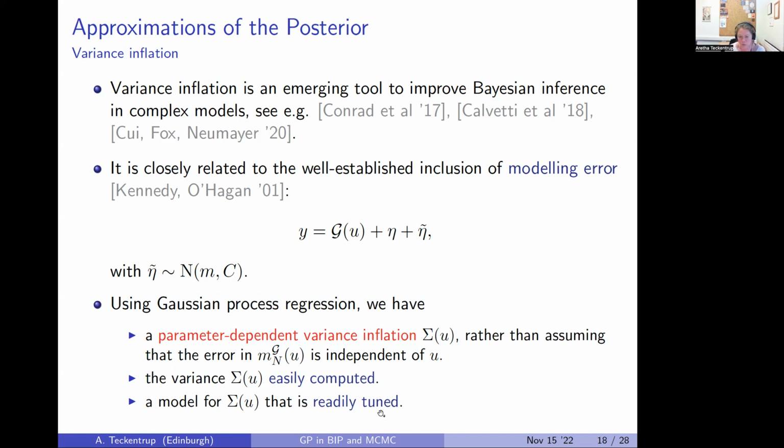And furthermore, it's readily tuned because it is just the variance of a Gaussian process in Gaussian process regression. And so that's something that has been used for a very long time. And so there's a lot of literature on how to tune this to get good results.